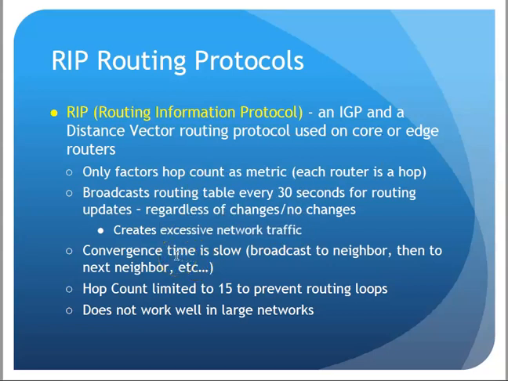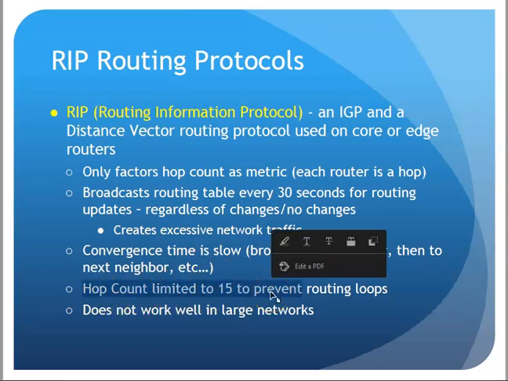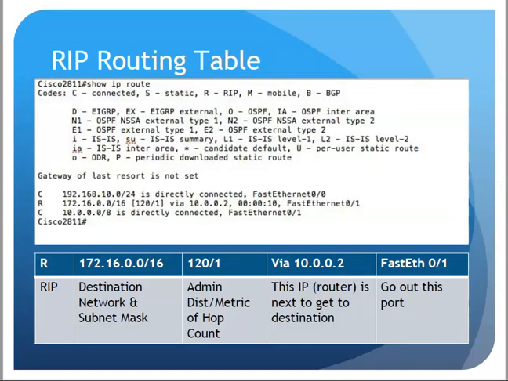It's slow to converge because you have to broadcast to the neighbor, then they have to broadcast, then they have to broadcast. So it might take a minute or two for information to traverse the network. Because of that, the hop count is limited to 15 to prevent routing loops. So this does not work well in large networks, and that's why I think the book even calls this a legacy protocol. Yeah, we'll hook this one up first just to see what it does, and then we will move on to the other protocols.